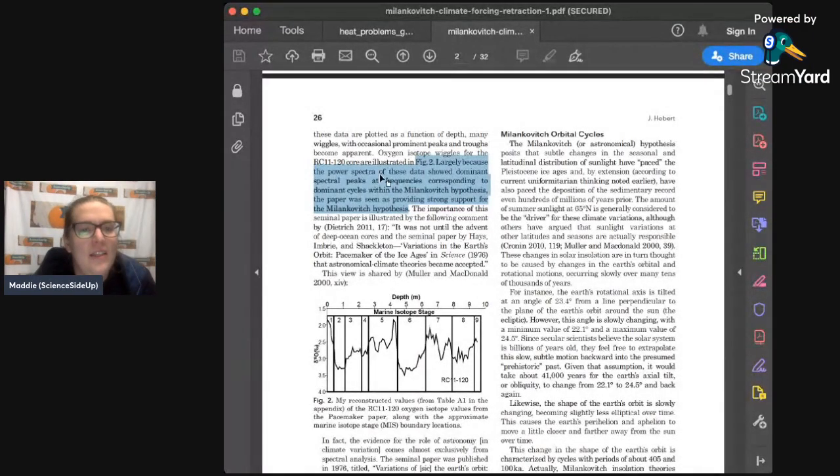And so here's the paper again. Largely because power spectra of these data showed dominant spectral peaks at frequencies corresponding to dominant cycles within the Milankovitch hypothesis, the paper was seen as providing strong support for the Milankovitch hypothesis. Like, yeah, why not? Again, maybe I'm reading more attitude into that sentence than is intended, but it sounds sassy to me.